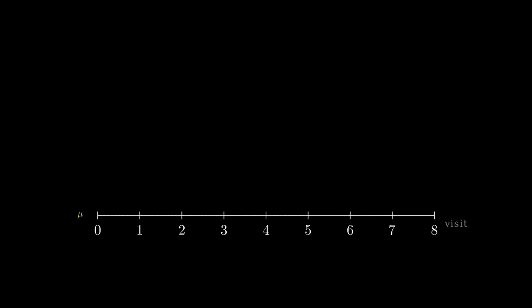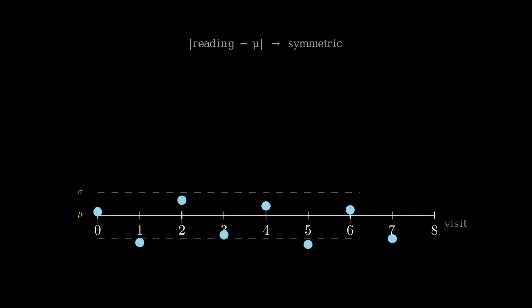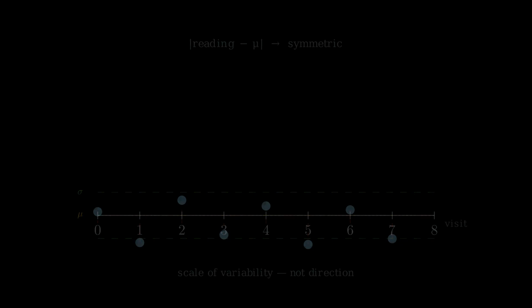A patient's repeated readings over time fluctuate around their individual mean. Standard deviation measures the typical scale of these fluctuations. It treats upward and downward deviations symmetrically. Only the magnitude matters. Standard deviation summarizes the scale of variability, not its direction or pattern.